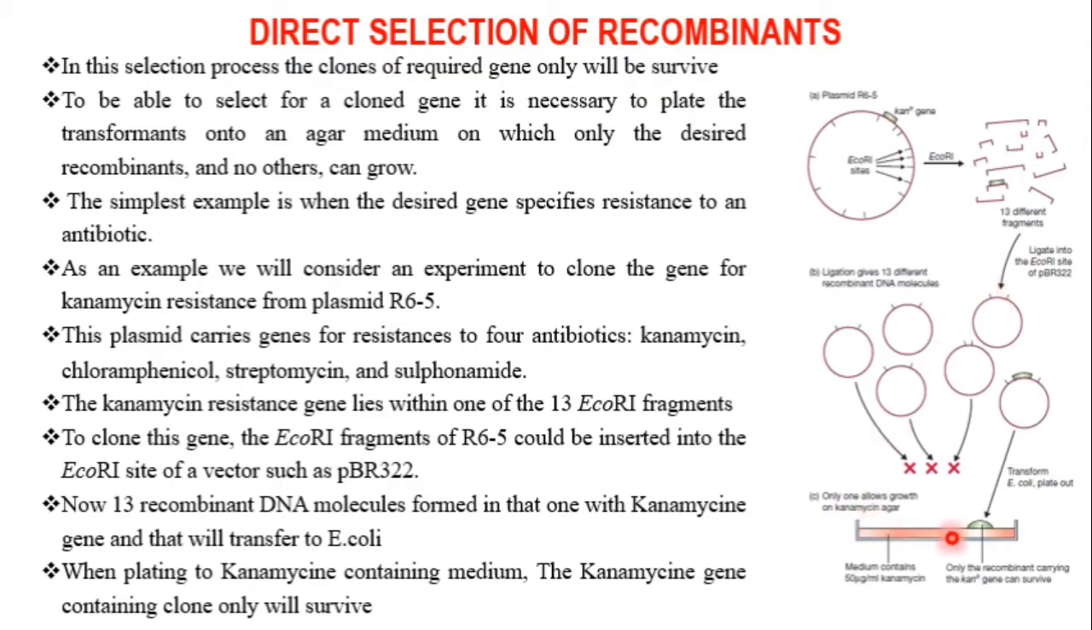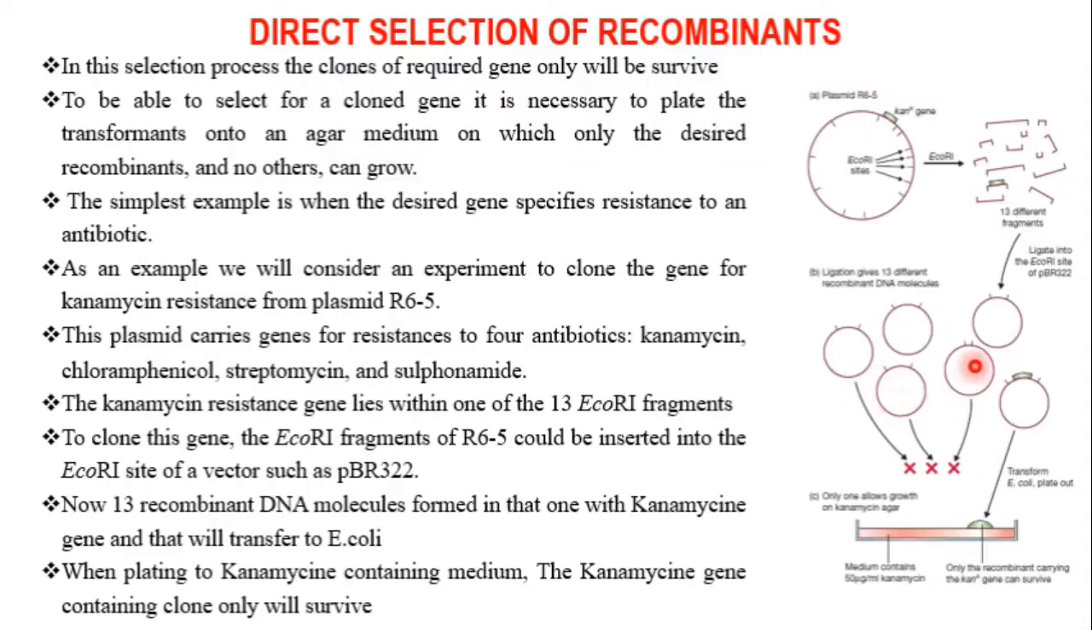The transformed bacteria are allowed to grow on the medium containing kanamycin, but only one clone will survive here, because only the bacteria containing the kanamycin resistant gene will survive. The other bacteria are kanamycin susceptible, and the other recombinants do not contain the kanamycin resistant gene.